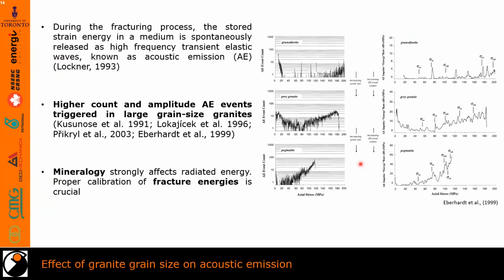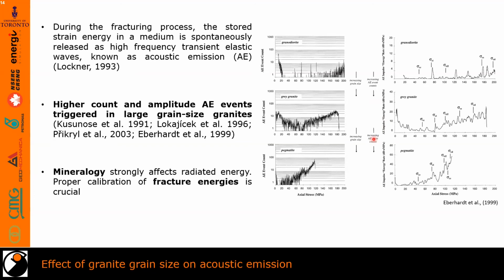Grain size of granitic rock has also been found to affect acoustic emission during laboratory uniaxial compression tests. Acoustic emission is defined as high-frequency transient elastic waves generated by the spontaneous release of stored strain energy in the medium, and it is triggered as a result of strain localization, grain dislocation, and plastic deformation. As we see in the acoustic emission recorded by Eberhard for the simulated samples, larger grain size results in a higher number and higher amplitude of acoustic events compared to small grain size, and this is due to the larger weakness planes provided by the samples with larger grain size.